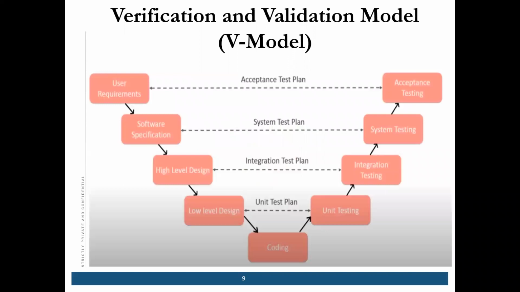Now comes the most popular model, that is the V model. Can anyone tell about the V model, like verification and validation model, we also call it? What is verification? Verification is a process that ensures that we are building the product right. And validation is we are building the right product, right? Yeah, correct. So the actual requirement should match the expected.